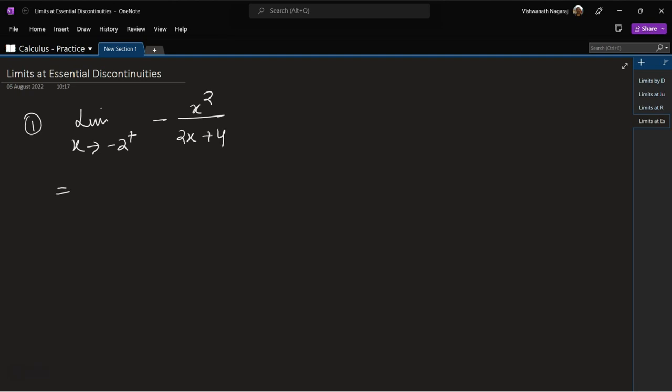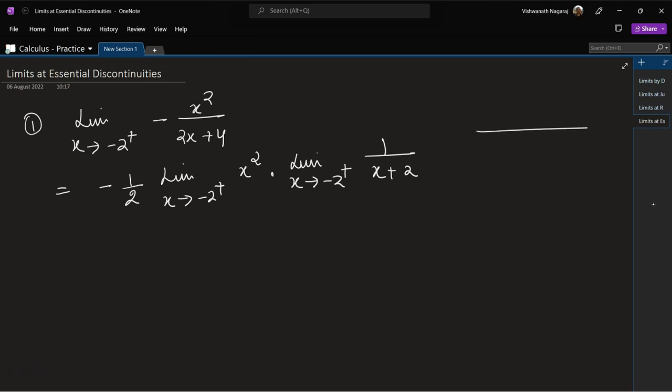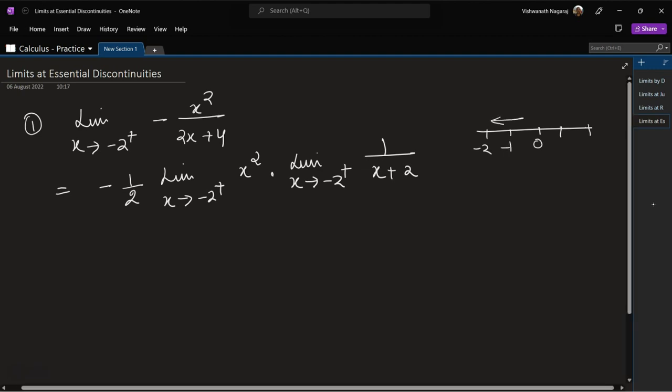So here what we can do is take 2 common out. So minus comes out, 1 by 2 comes out, and we are left with limit as x approaches minus 2 from the positive side of x square times the limit as x approaches minus 2 from the positive side of 1 by x plus 2. Okay, so now remember here you have the number line 0, minus 1, minus 2. From the positive side means this. So this would be minus 1.99.